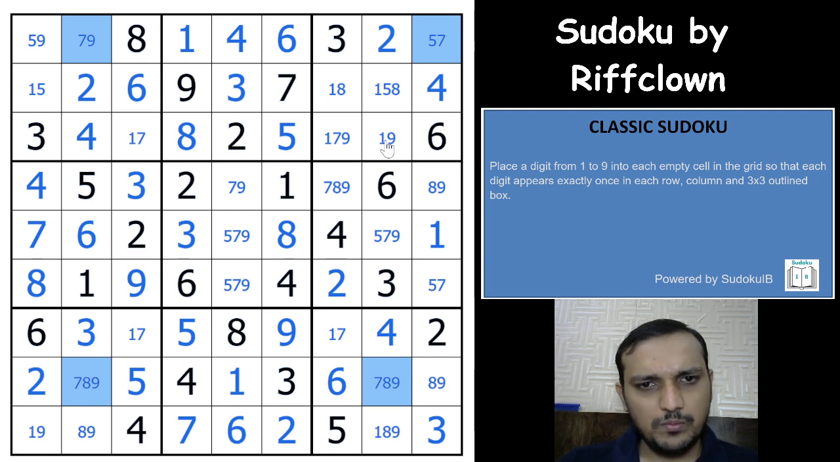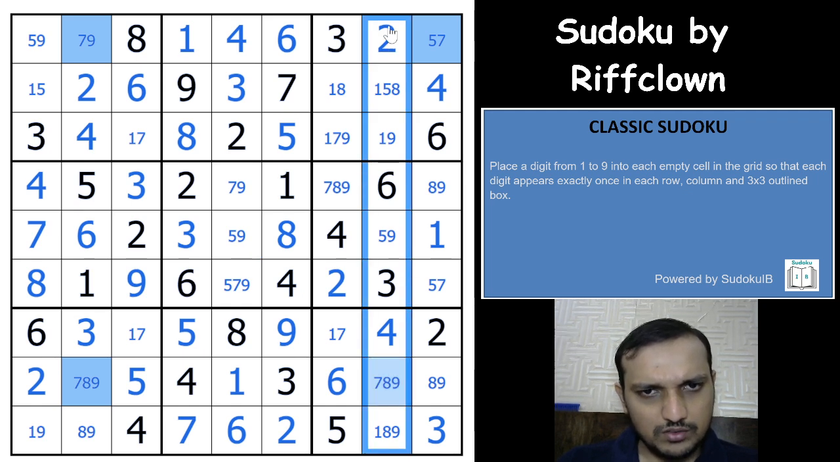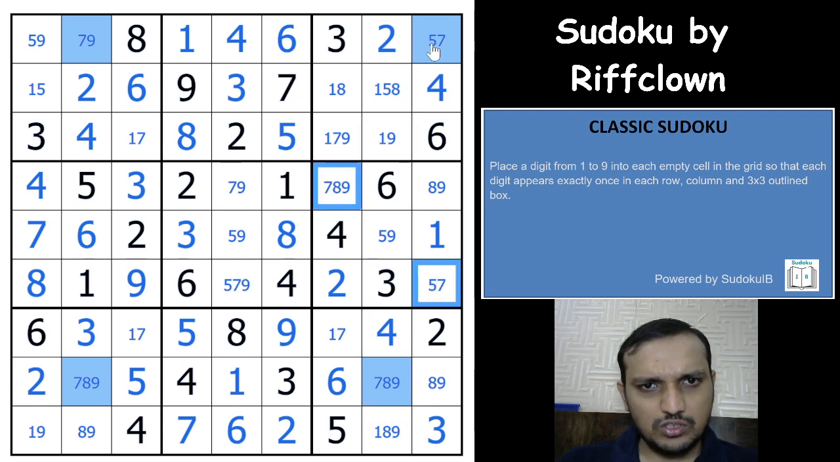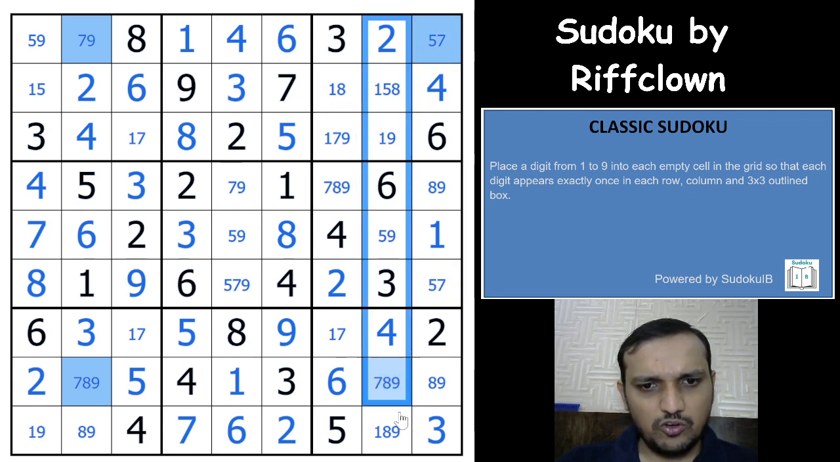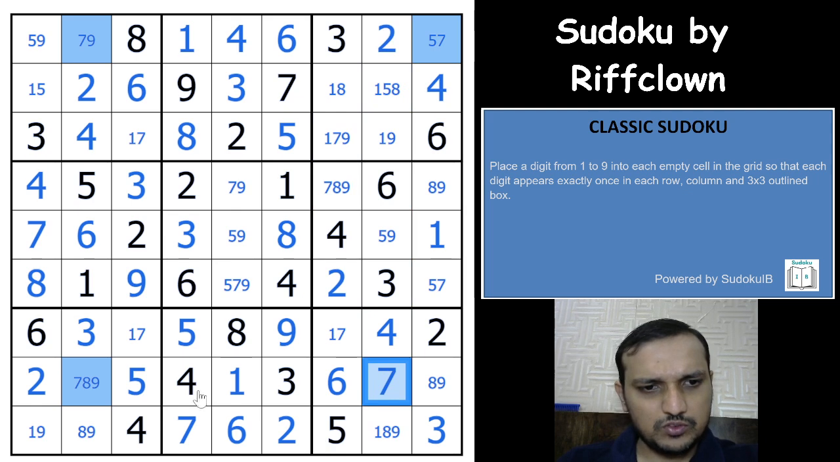Does that help? This cell is not a 7. These cells are not 7. I'm sorry. So which means 7 in column 8, I could see that you have 7 in these two cells, 7 in these two cells. 7 in column 8 has only one possible place for 7. That gives you 1 here.